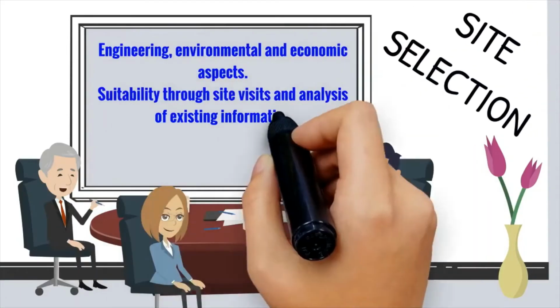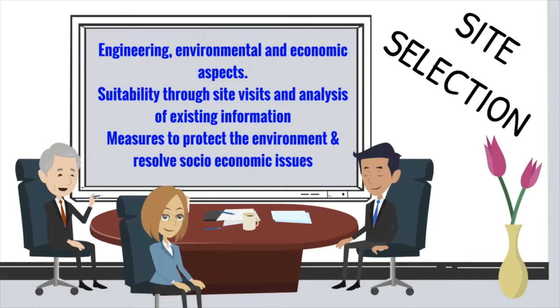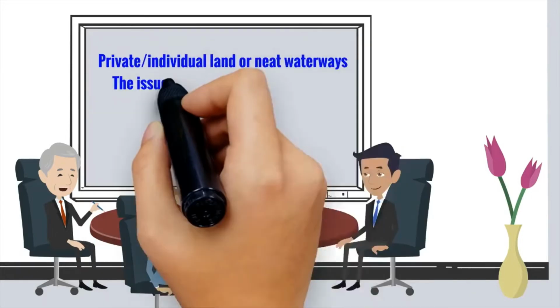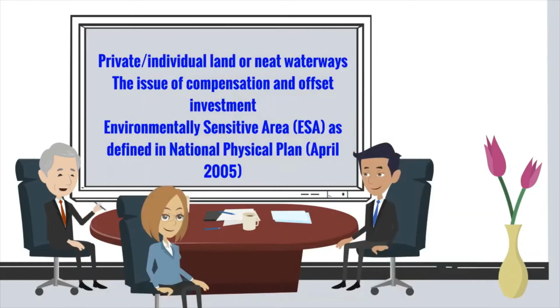The criteria for selecting a new site normally include engineering, environmental and economic aspects. These sites are then investigated further for their suitability through site visits and analyses of existing information. During this stage, measures to protect the environment and to resolve socio-economic issues are also considered. Furthermore, where the project is situated on private or individual land or near waterways, the issue of compensation and offset investment should be addressed in the EIA.